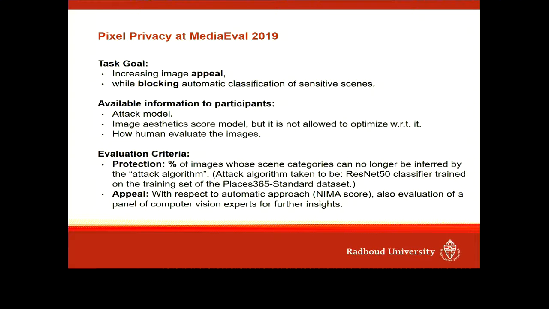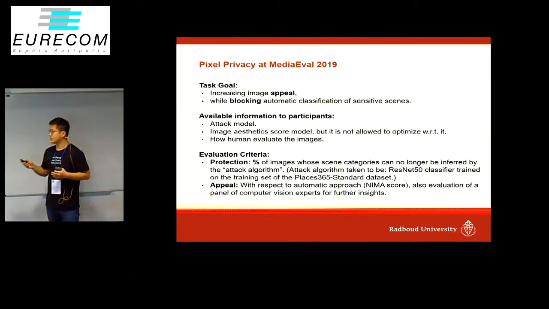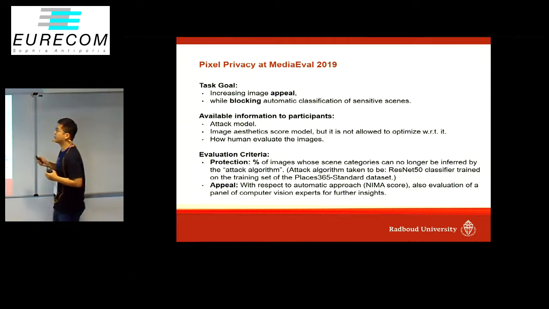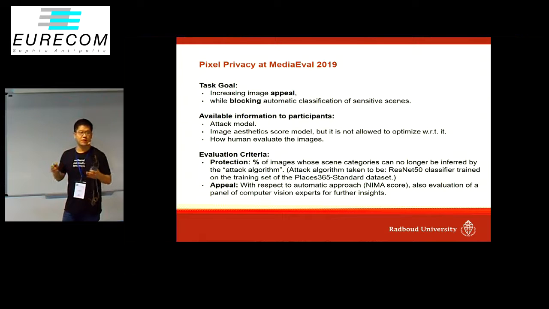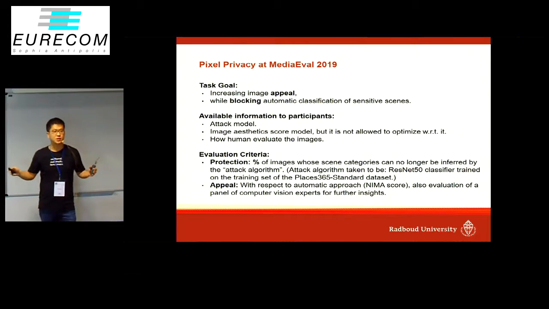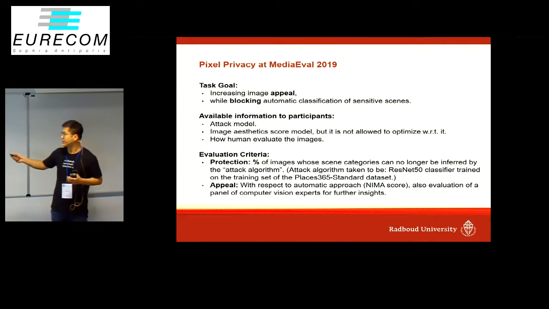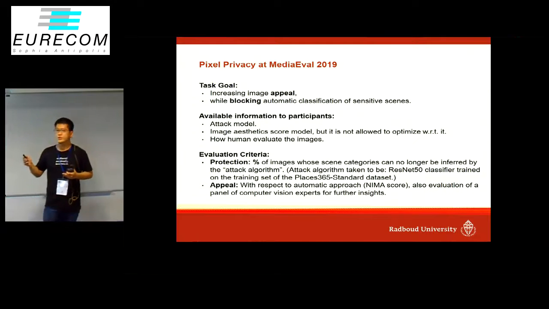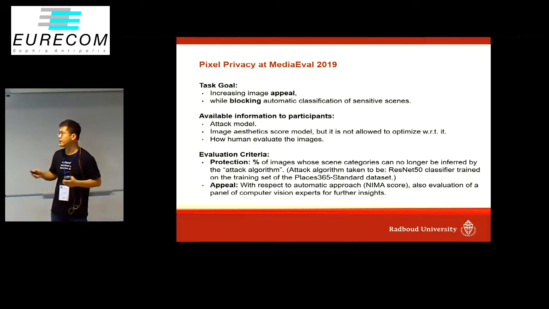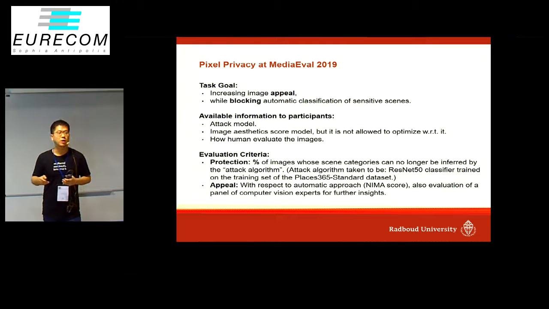So we define our task like this this year. We try to increase the image appeal, and at the same time, we try to block automatic classification of sensitive classes. We simplify the task from a general view of privacy to only sensitive scenes this year. We offer a lot of information to the participants, for example the attack model to infer your scene class. Also, we provide our participants an image aesthetics score model, NIMA here. And we tell them how humans will evaluate their images.